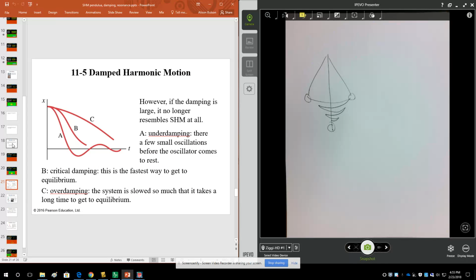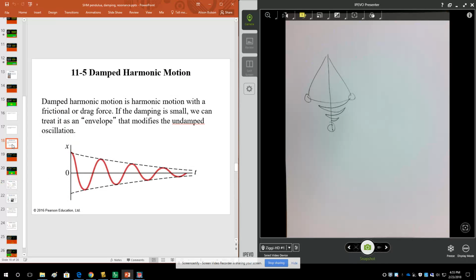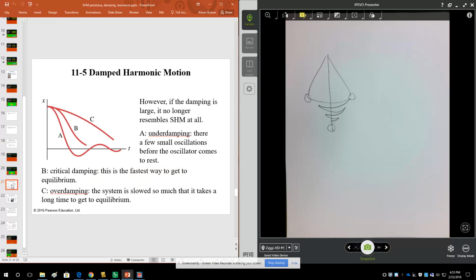So we have small damping forces or a small frictional force compared to the restoring force, and then we have large frictional forces compared to the restoring force. If that damping force is large, we really don't see anything that looks like simple harmonic motion. We do not see a sine or cosine wave.